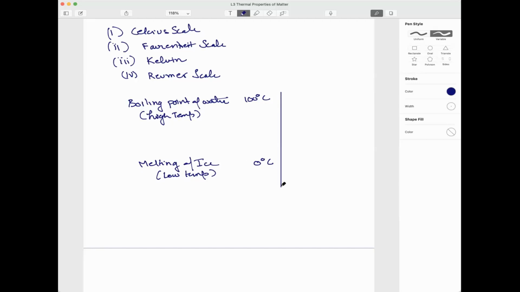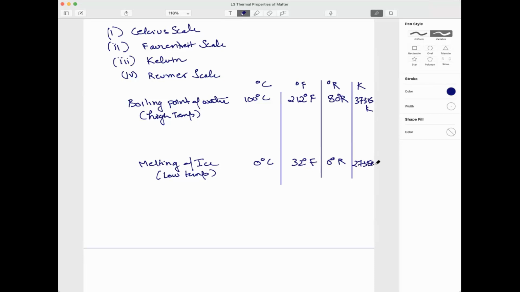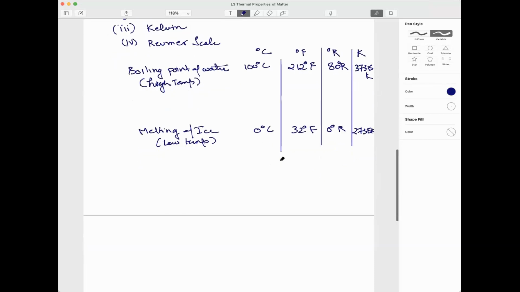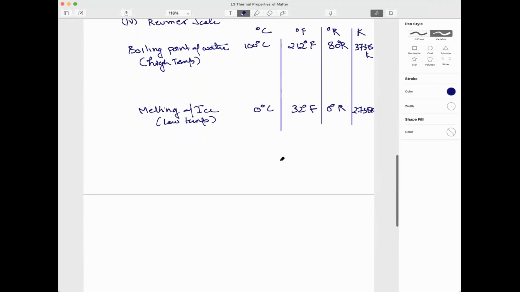So that is the centigrade scale. Then we have the Fahrenheit scale, degree F, while this is degree C. For Fahrenheit, it's 212 degrees Fahrenheit to 32 degrees Fahrenheit. For Reaumur, it's 80 degrees R to 0 degrees R. For Kelvin, it's 373.15 to 273.15 Kelvin. That is the boiling point of water and the melting of ice.